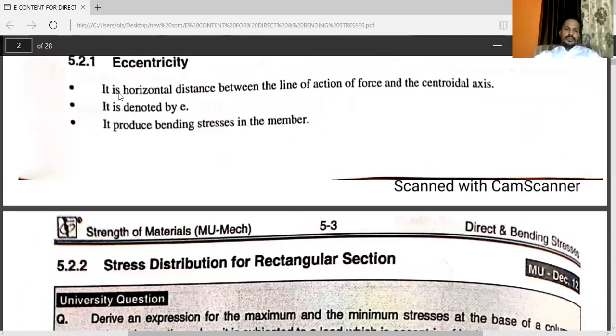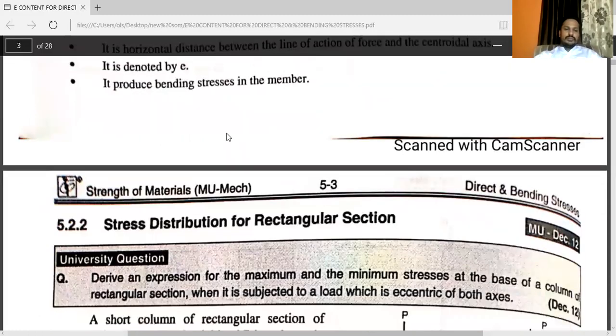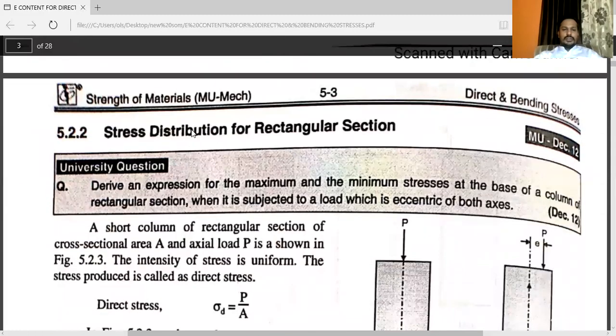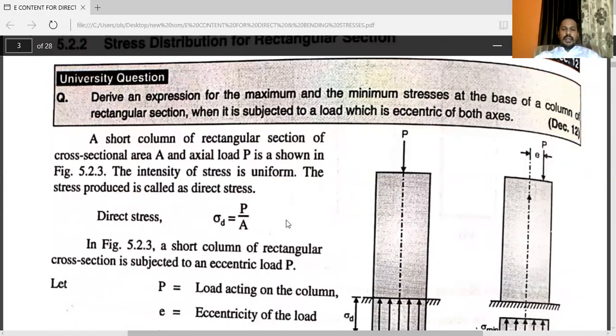Eccentricity. It is the horizontal distance between the line of action of force and the centroidal axis, it is denoted by small e. It produces bending stresses in the member. See different stress distribution for different sections. For a rectangular section, we know that direct stress is equal to P by A.